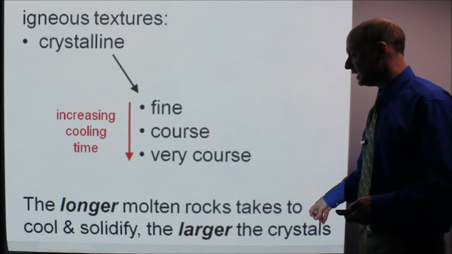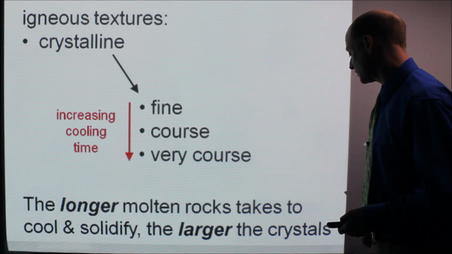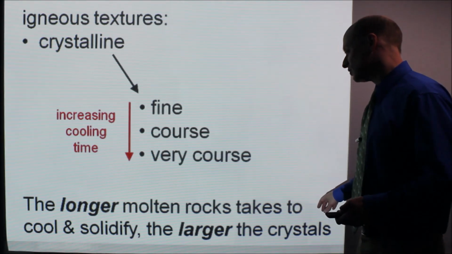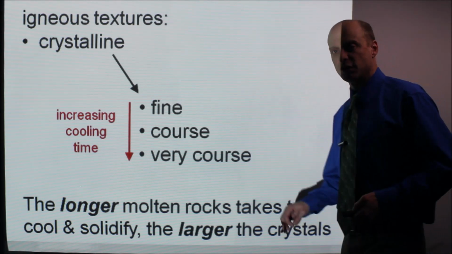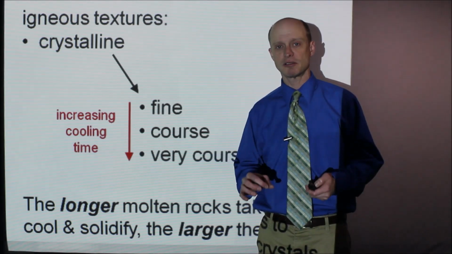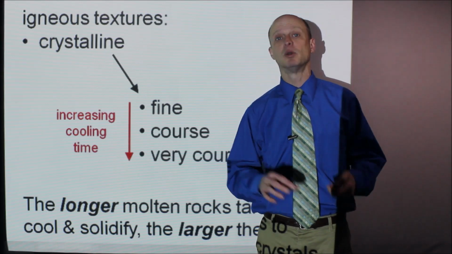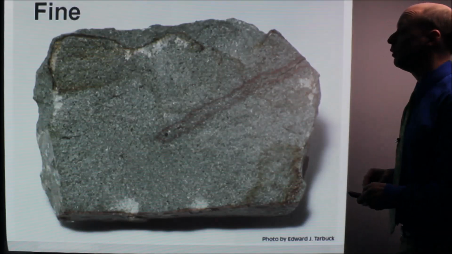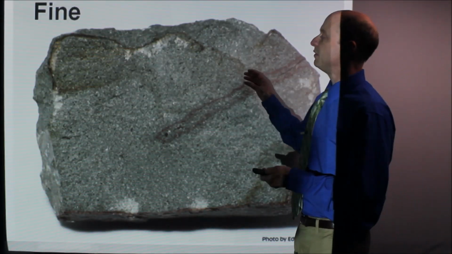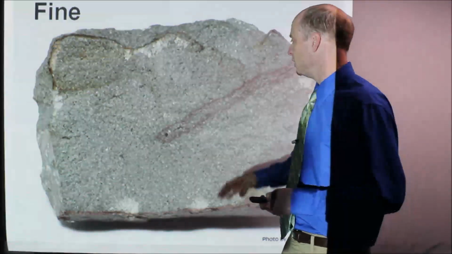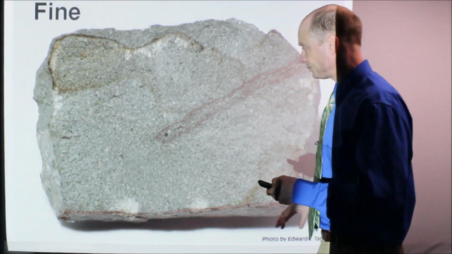Okay, key fact: the longer molten rock takes to cool and solidify, the larger the crystals will be. So if you see very large crystals, it took a really long time to cool, and therefore it cooled underground. Make sure you know that. So this would be a rock that has fine texture. Here you can't really see the mineral crystals.